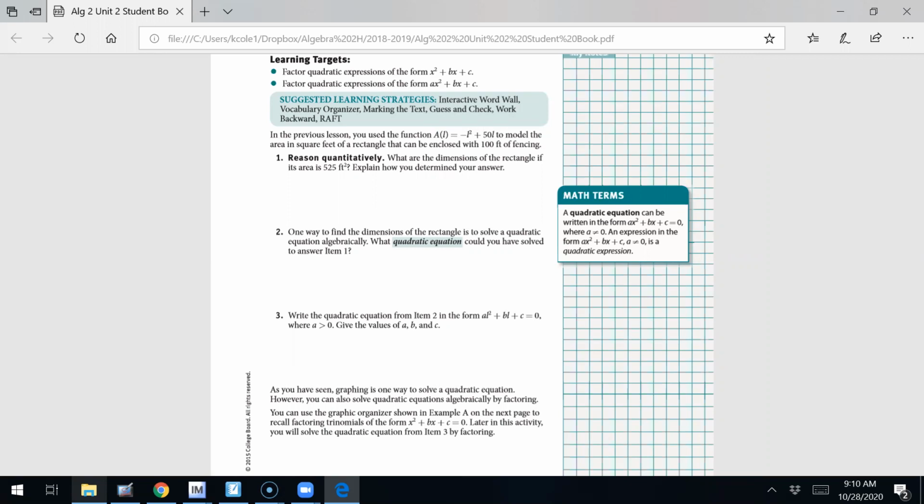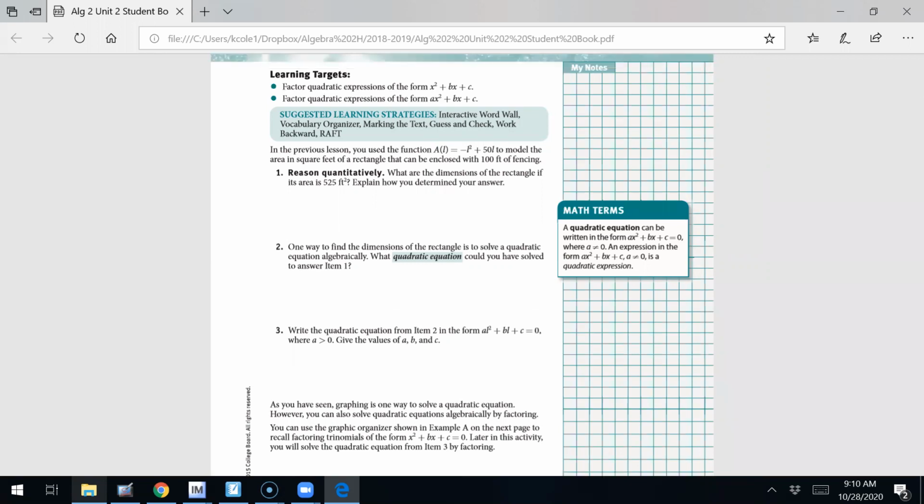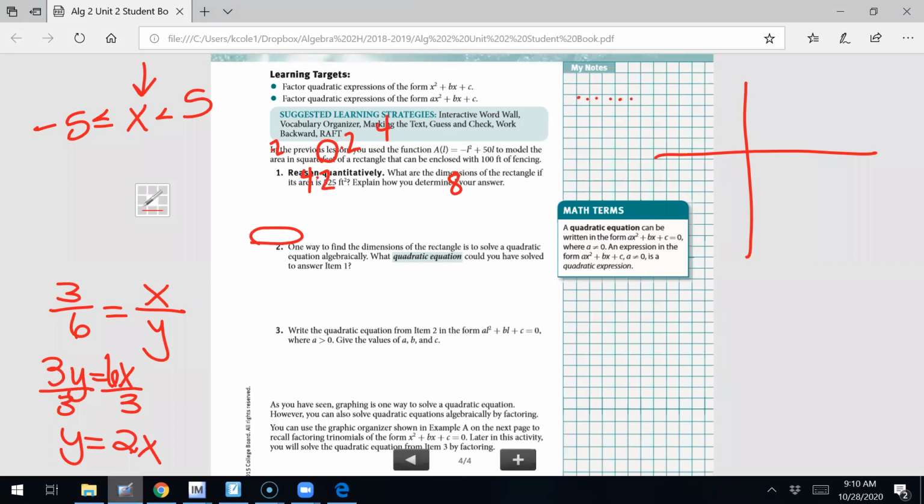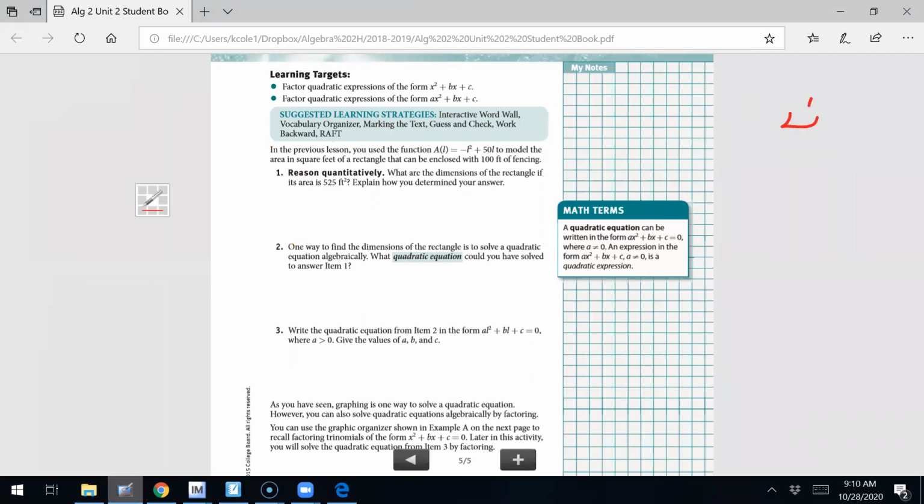Because if I ask you for the factors of 64, what are some factors of 64? 8 times what? 8. Those are the factors of 64. What's another factor of 64? 2 and 32. That's another set of factors. So those are factors. The factors are two numbers that you can multiply together to get the other number, what you're trying to find the factors of. So we're dealing with multiplication.